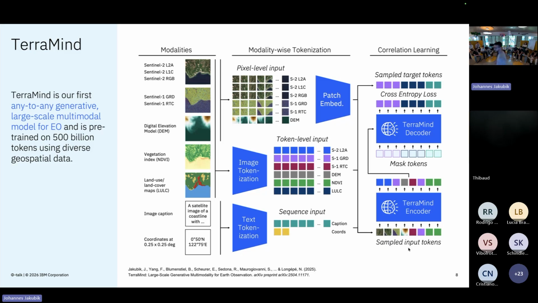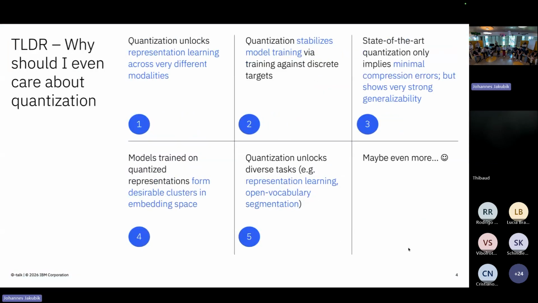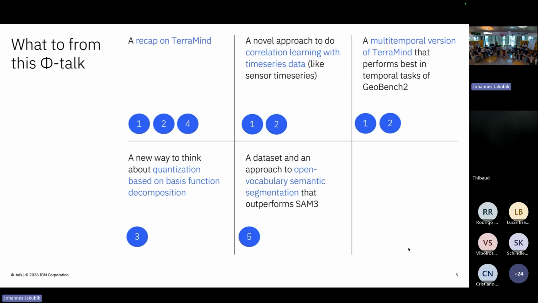Okay, so that's basically, just to summarize again. We said we are stabilizing the training. This was point 2 from before. We said that we can learn across very different representations. That was point 1. And let me double check what I said for point 4. Point 4 was desirable clusters in the embedding space. It kind of goes hand in hand.